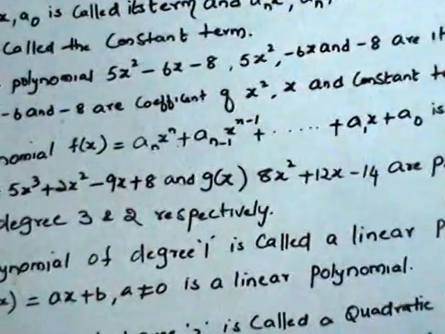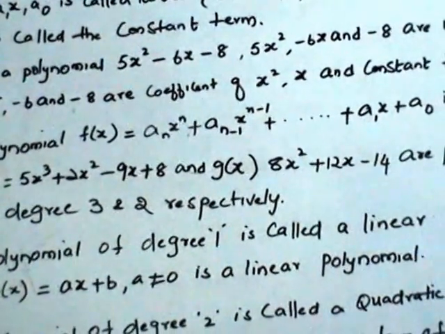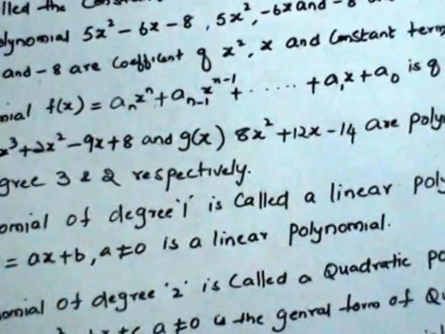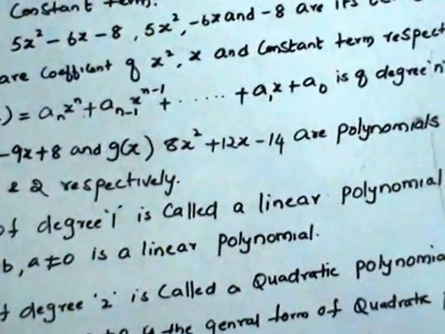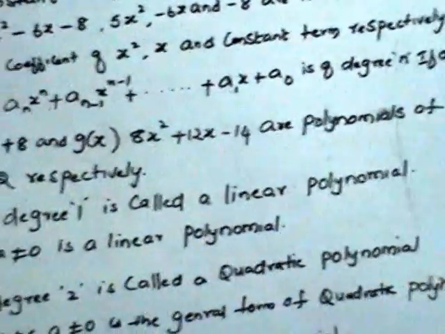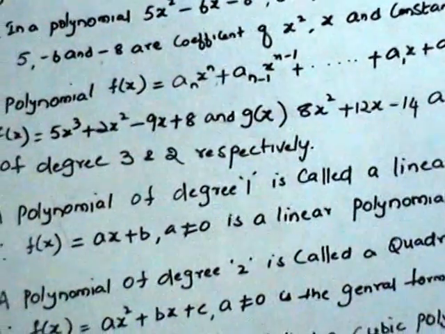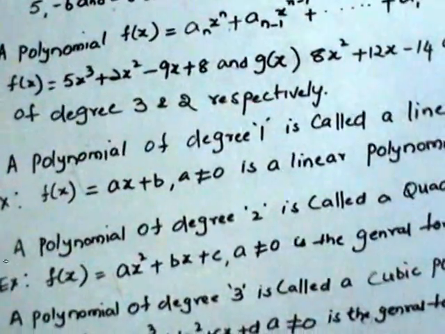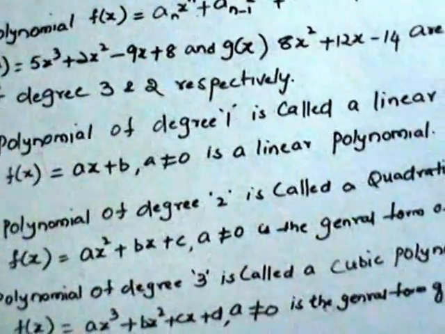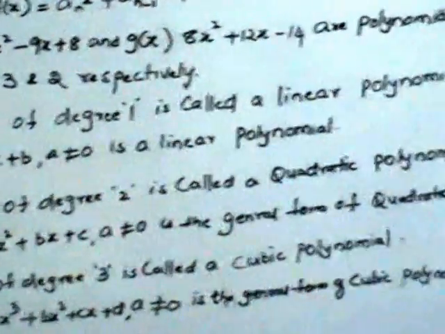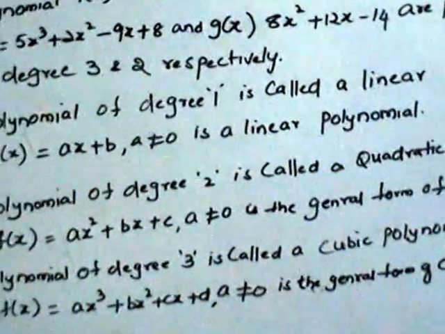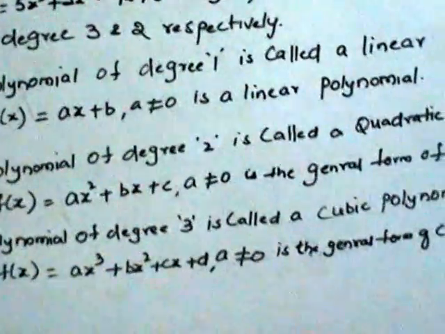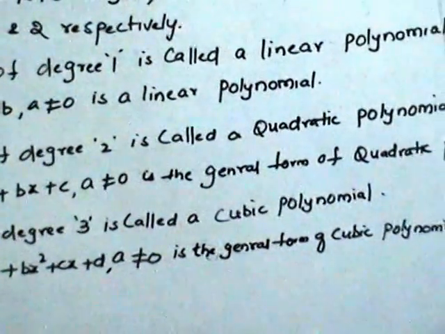For example, f(x) = 5x³ + 2x² - 9x + 8 and g(x) = 8x² + 12x - 14 are polynomials of degree 3 and 2, that is x³ and x². Similarly, a polynomial of degree 1 is called a linear polynomial. Example, f(x) = ax + b, where a is not equal to 0, is a linear polynomial. A polynomial of degree 2 is called a quadratic polynomial.